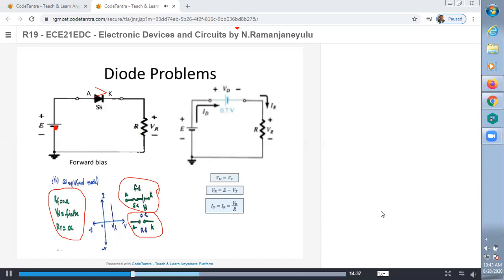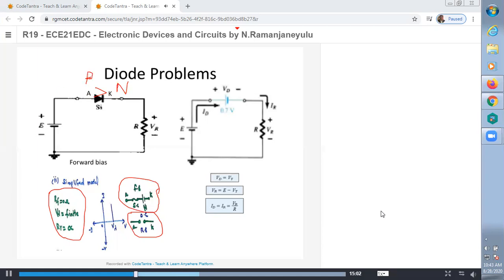Negative potential of the battery, right? Once again here, anode or P. If you have any doubts here, this is the P and this is the N, right? Anode or P positive, cathode or N type, right? P type material and N type material.